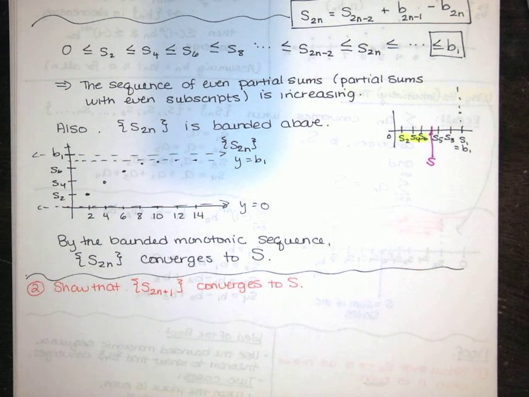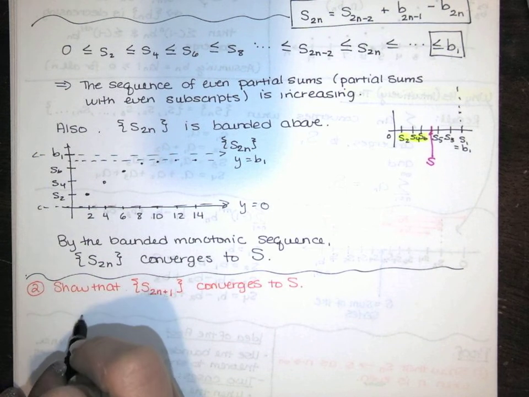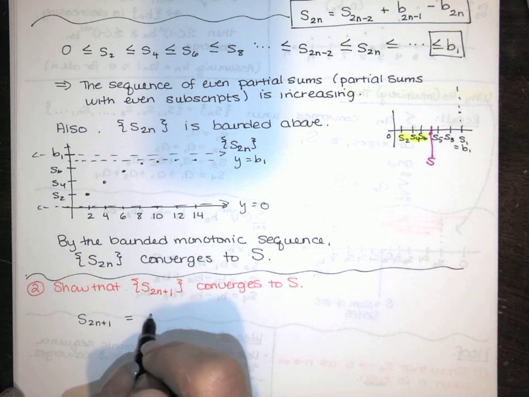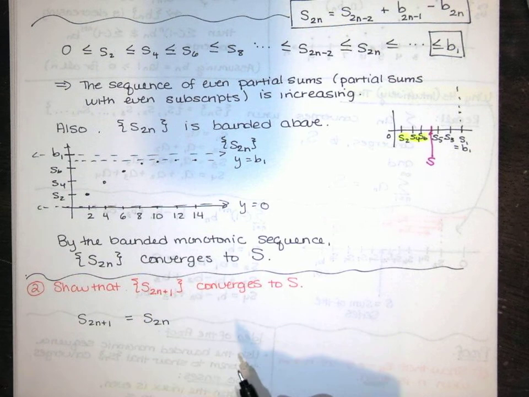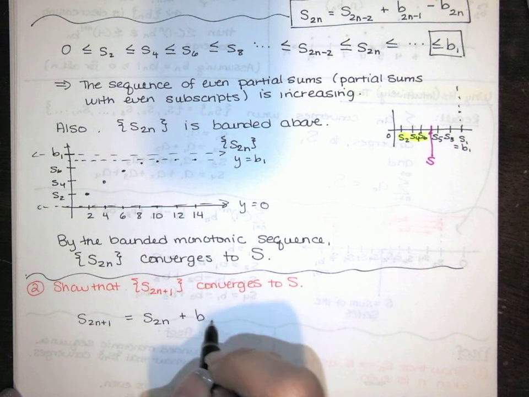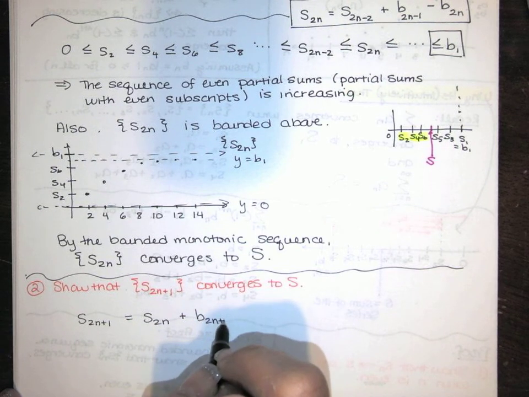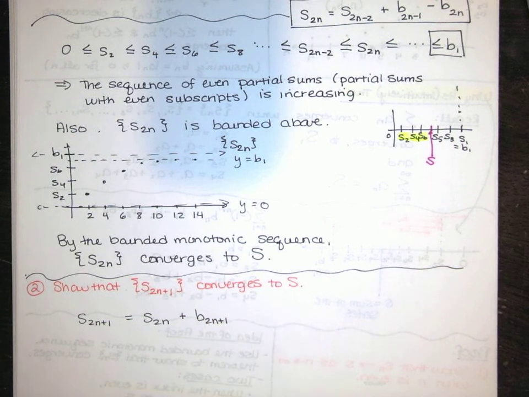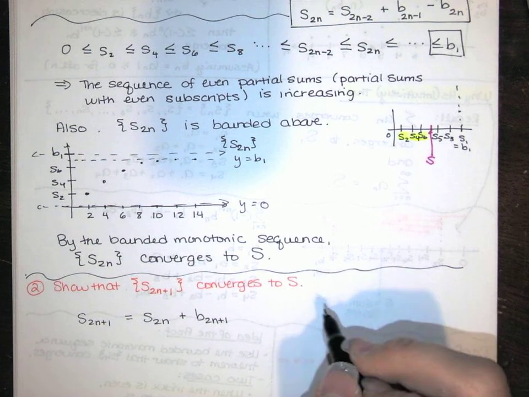So we already know that S sub 2n converges to S. Well, S sub 2n plus 1 is S sub 2n plus the next term in our series. So it's going to be B sub 2n plus 1. And if you're not 100% sure about that, you should expand it for yourself.